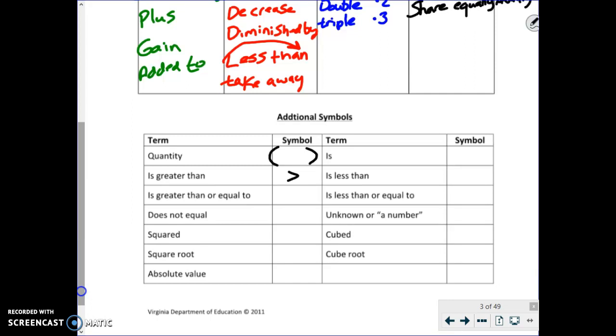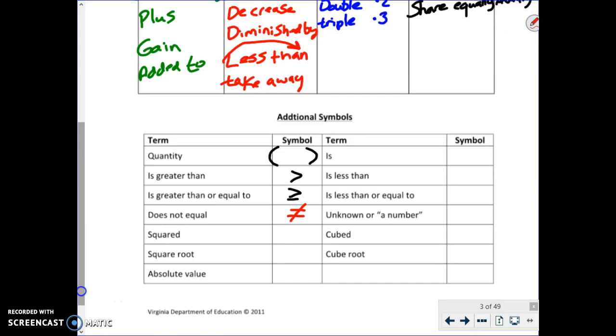Is greater than, well, that's going to be our alligator symbol. I always remember that with our little Pac-Man symbol or alligator, and it always wants to eat the bigger number. So that's how I always remember it, but I'll erase that here and just leave our greater than symbol. Greater than or equal to simply adds an equal sign below it. Does not equal. That means that it could not be that value. So it's an equal sign with a line through it.